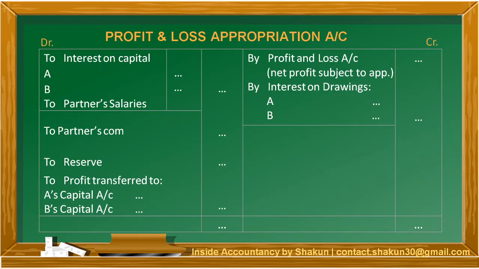On the credit side, we have the profit transferred from profit and loss account and the income, that is interest on drawings. On the debit side, we have the various appropriations such as interest on capital, partners' salaries, partners' commission, transfer to reserve, and finally, the balancing figure is the divisible profit that would be divided between the partners.